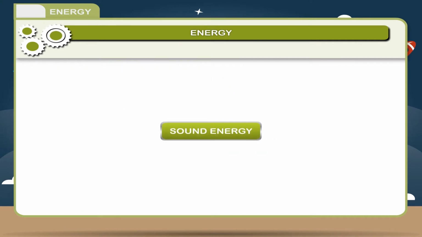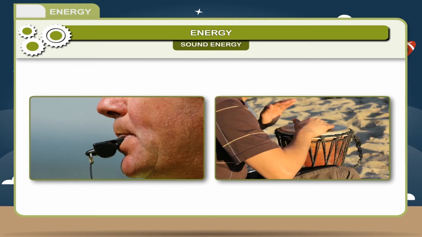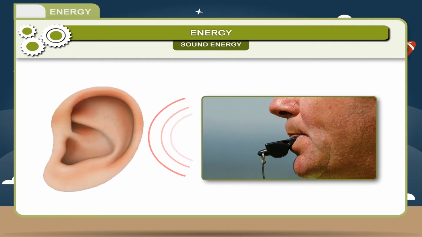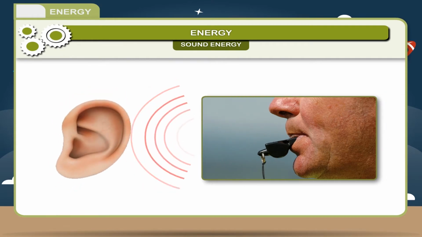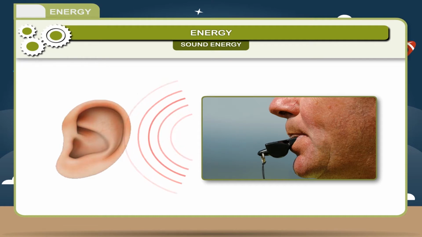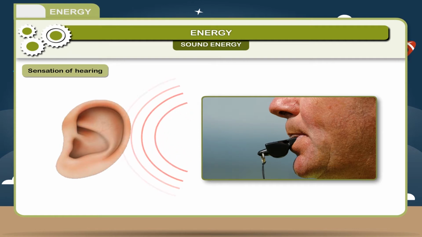Sound energy. Sound is a form of energy which makes us hear. Sound energy is produced by vibrations of an object. All vibrations may not produce sound. When a whistle is blown, it produces vibration and we are able to hear the sound. When sound waves strike the ear membrane, it begins to vibrate and produces a sensation of hearing.